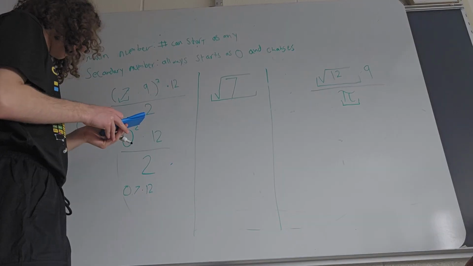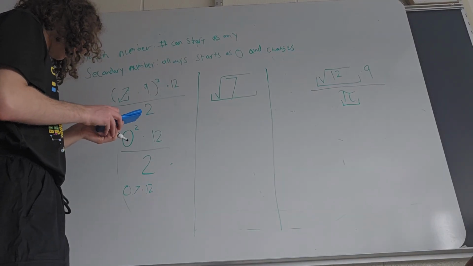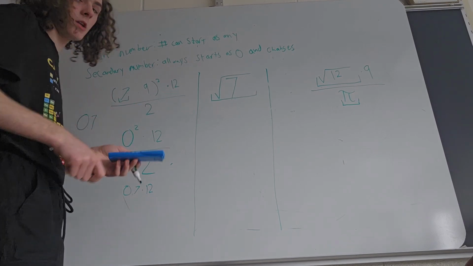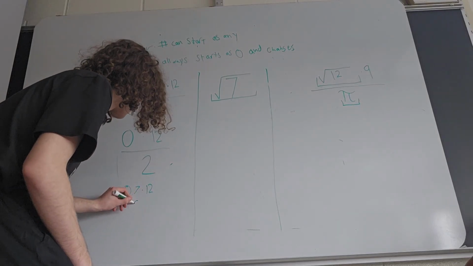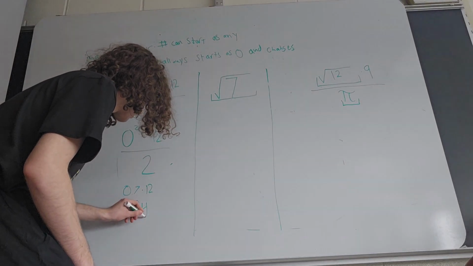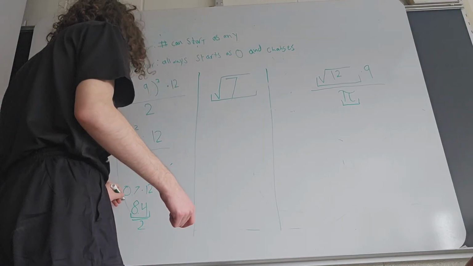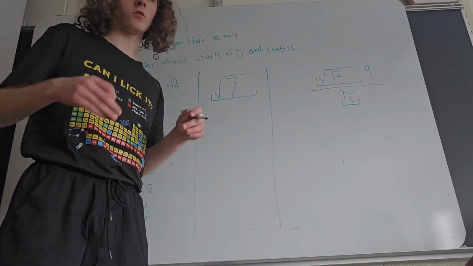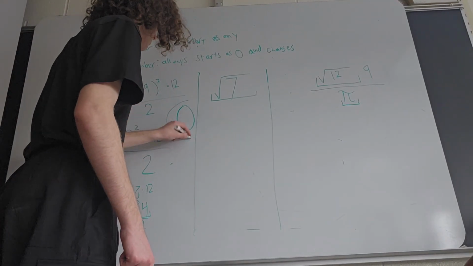So, 0.7 times 12 is 8.4. So now it's 8.4. Divided by 2, except, nope, it's actually 0 divided by 2. Or 0 over 2, or 0. So that means the final result is 0.